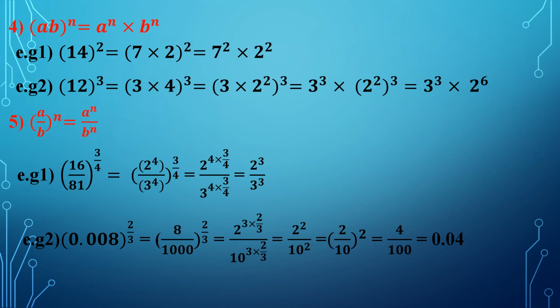Now 8 is actually 2 cube, 10 cube is 1000. So 2 cube into 2 by 3, 10 cube into 2 by 3, where 3 and 3 will get cancelled in numerator as well as denominator, which will give us 2 square upon 10 square. That will be 4 upon 100. Now again converting it back to decimal, we will get 0.04.